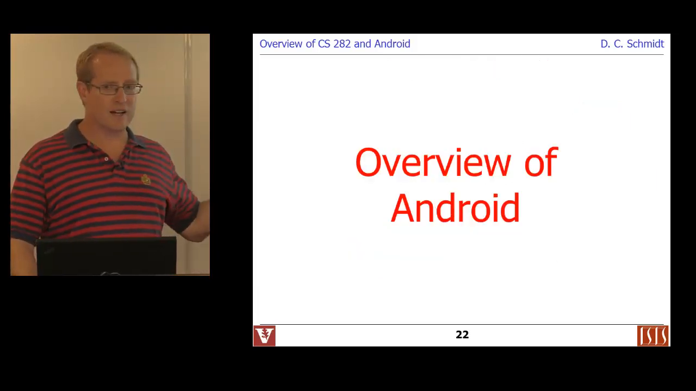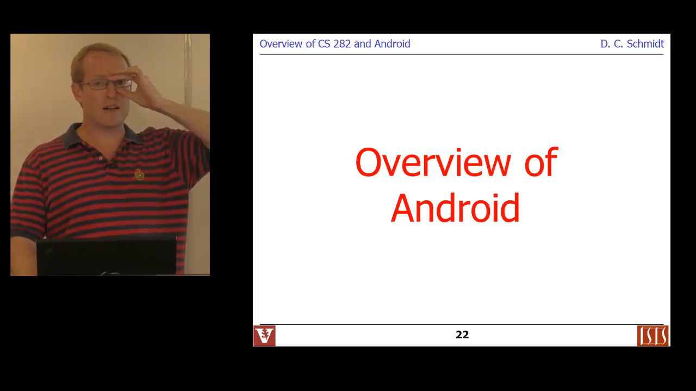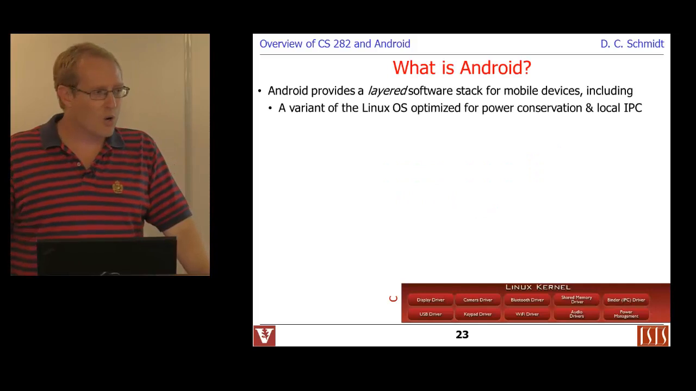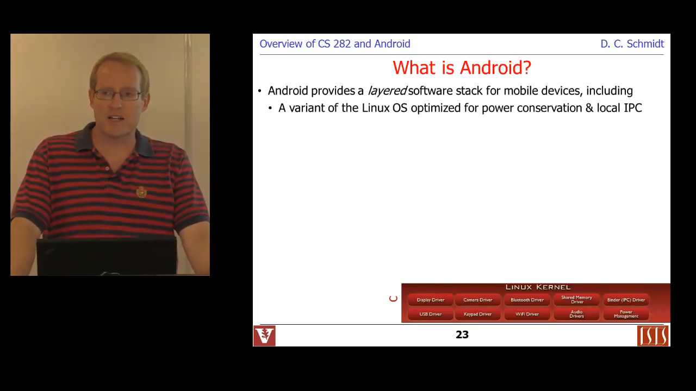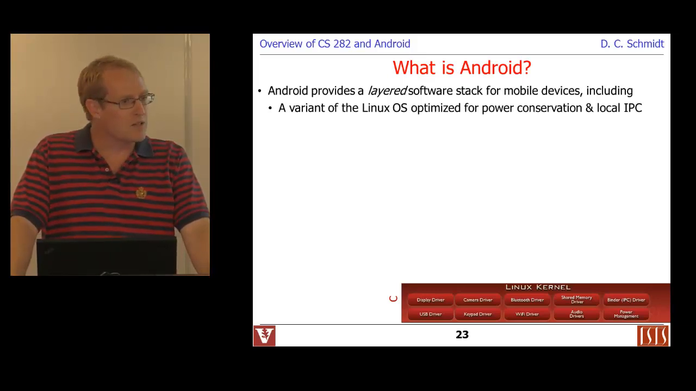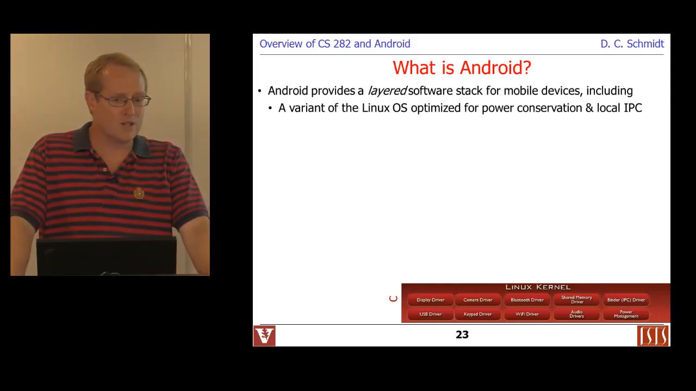Okay, so that's just kind of an overview of a little deeper dive into the technical part. Let's now talk about Android itself. So what is Android? Well, Android is basically a layered software stack. I guess by definition a stack is layered, so that's somewhat redundant. But it's customized for the quirks and constraints of mobile device software.